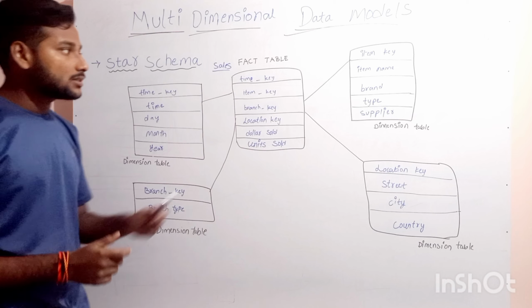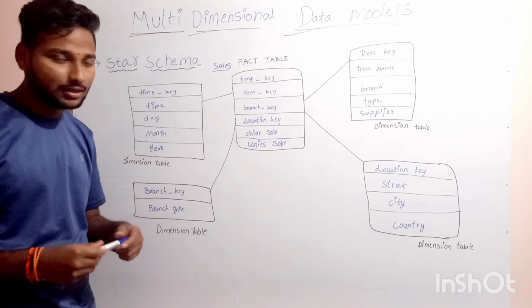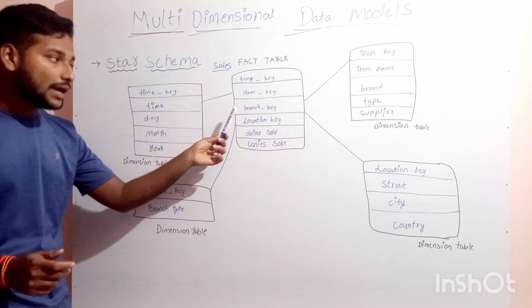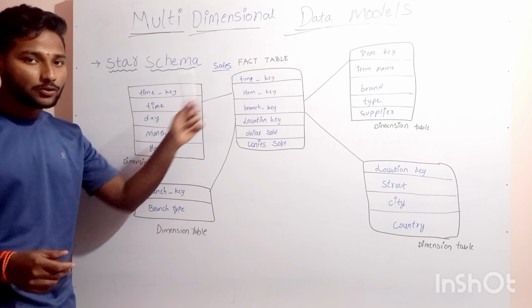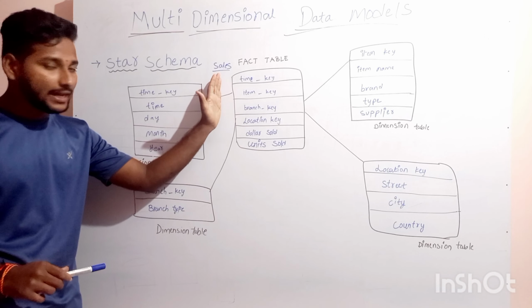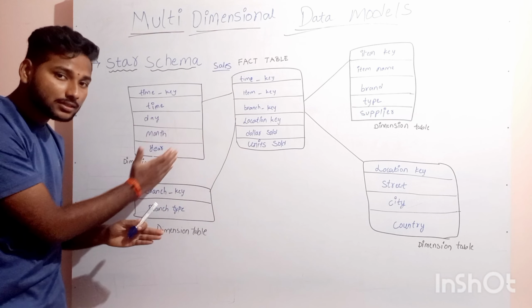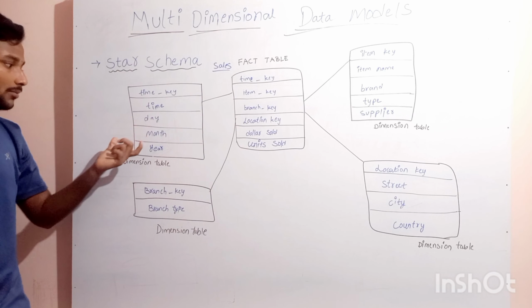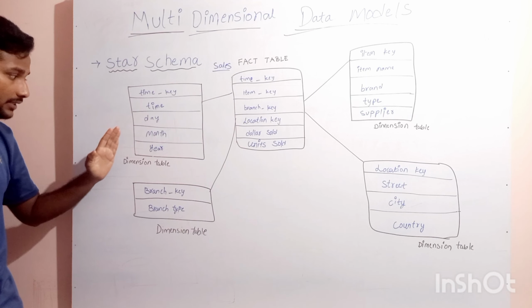First, at which time the sales are done. Okay, what about the items and branch location? These are the key constraints about this sales. The main central table is known as the fact table, which consists of sub tables. For example, time, there is another sub table for time: which time, which date, which day, which month.